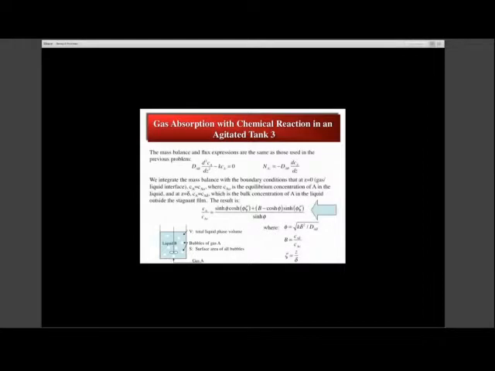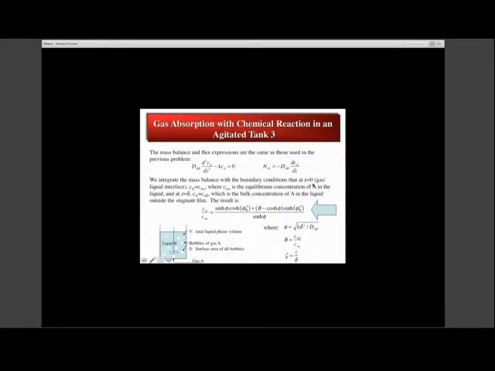And so the mass balance and the flux expression are exactly identical to the case we looked at in the previous problem. That is, where you had gas A diffusing into just a tank of liquid B. The results are shown here. Now, the boundary conditions are somewhat different.